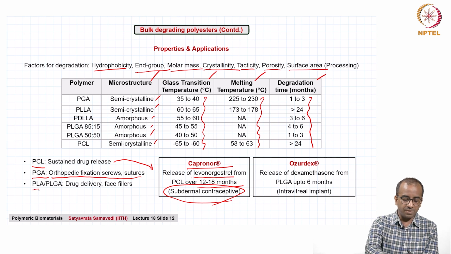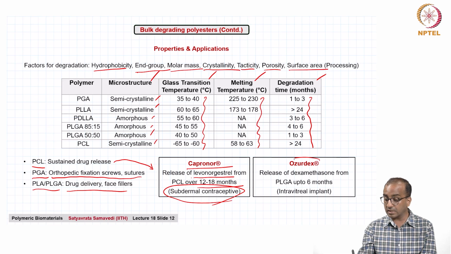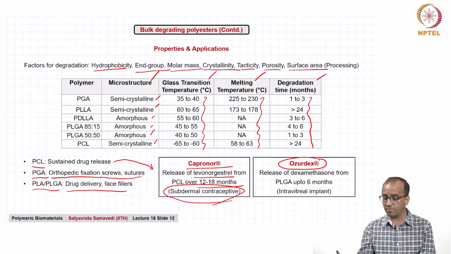Of course, PLA, PLGA are used in drug delivery. We have also seen the use of some of these polymers in dermal fillers, where they will initiate a small localized immune reaction which will lead to deposition of collagen, which is what is desired in those kinds of filler applications. And for drug delivery, we are looking at another example of a commercial implant which releases this corticosteroid called dexamethasone for up to 6 months or longer in the eye. This is used to control chronic inflammation in patients who are suffering from a condition known as diabetic retinopathy.